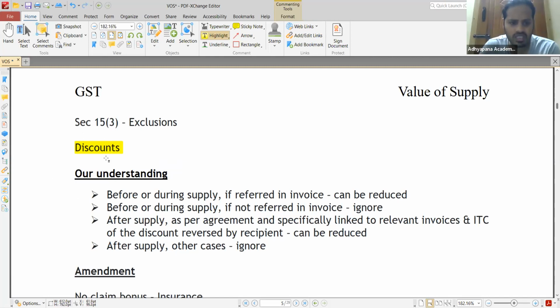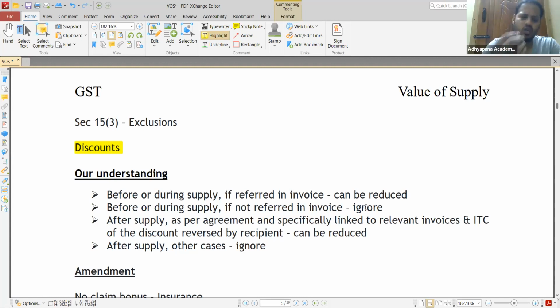If discounts are known before or during supply and it is referred in the invoice, then it can be reduced. Clear? If discounts are before or during supply and not referred in the invoice, then you must ignore. Clear? You must ignore. See, I will give an example.